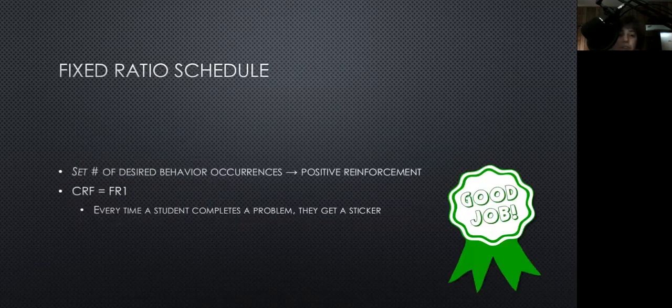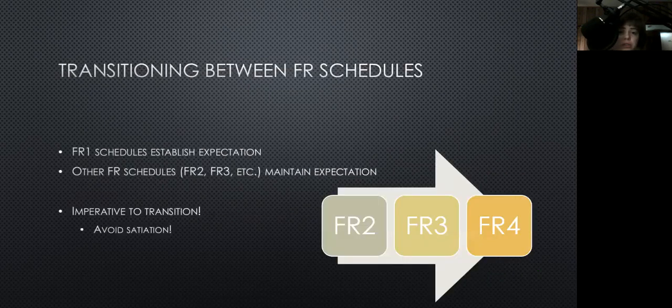So first, a fixed ratio schedule. This is when a set number of desired behavior occurrences will always produce a reinforcement. It builds off a continuous reinforcement schedule, or fixed ratio 1. Fixed ratio 1 schedules mean when the behavior occurs once, it's reinforced. This is ideal for establishing an expectation, but once it's been established, a different fixed ratio like a FR2 or FR3 should be used to maintain the behavior. It's very important to transition to avoid satiation of the reinforcer.